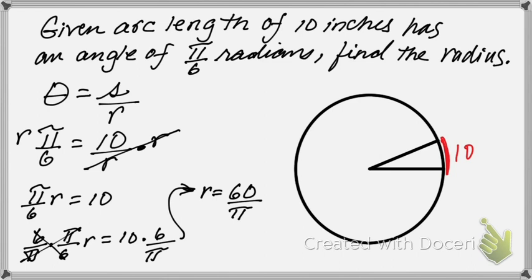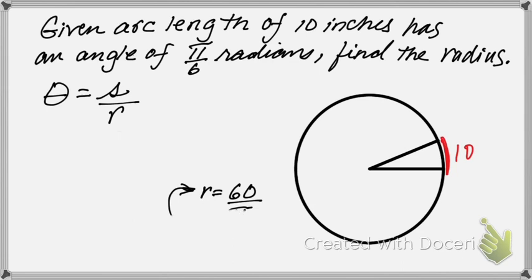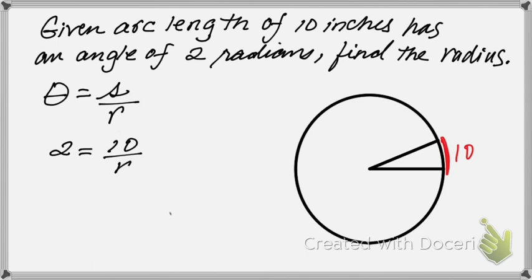Okay, I want to show you something here. It's possible that your radian measure is not in terms of pi. So I'm going to change that out. Let's say I have 10 inches has an angle of, let's go, 2 radians. Now when I plug these in here, I get 2 equals 10 over r.